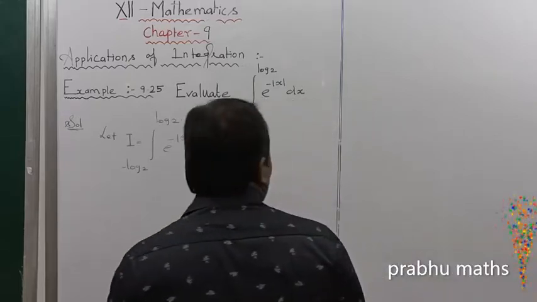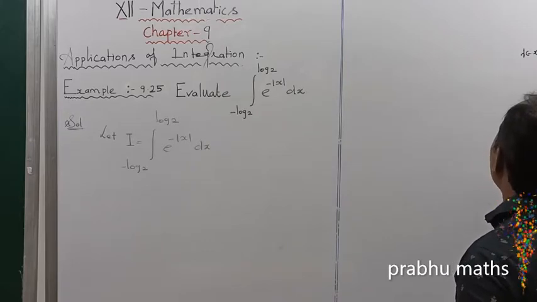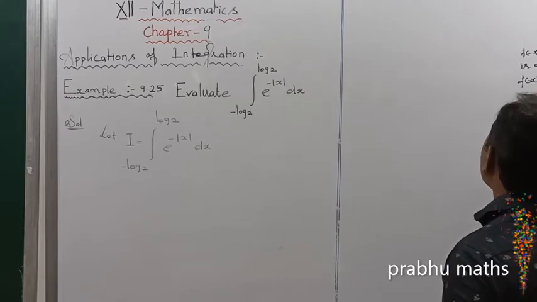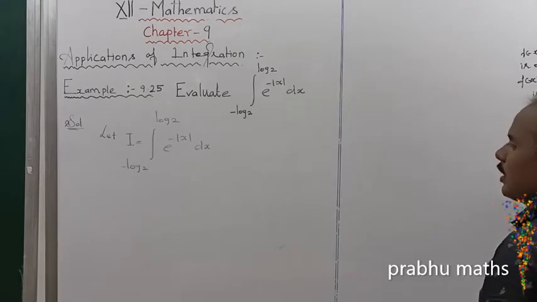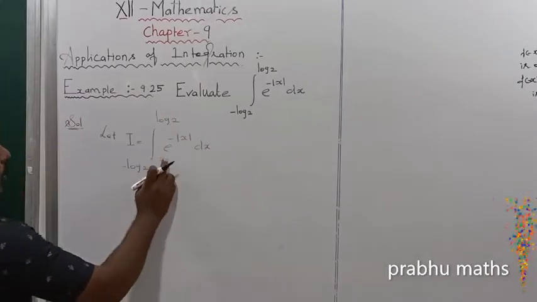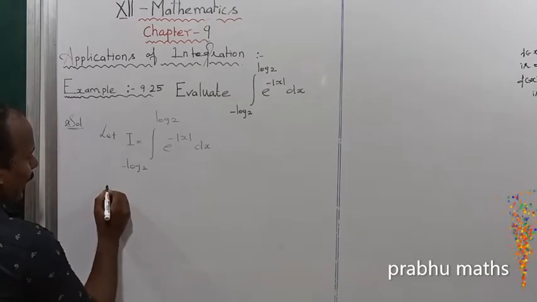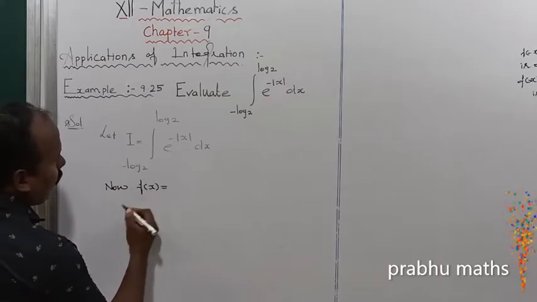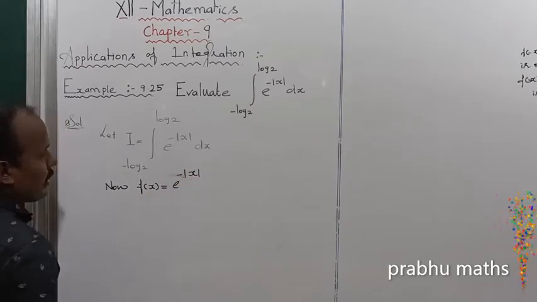So the odd function definition: if f of minus x is equal to minus f of x, it is an odd function. Next, if f of minus x is equal to f of x, it is an even function. So this is the integral from minus log 2 to plus log 2 of e power minus modulus x dx. Let us take f of x is equal to e power minus modulus of x.